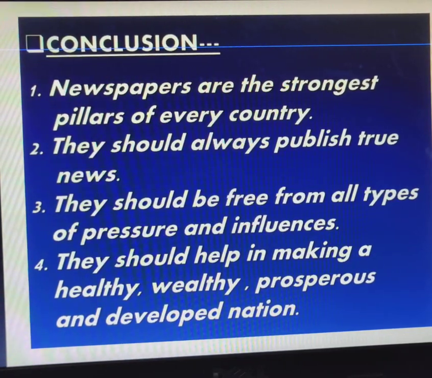Now, the conclusion. Newspapers are the strongest pillars of every country. They should always publish true news. They should be free from all types of pressure and influences. They should help in making a healthy, wealthy, prosperous, and developed nation.